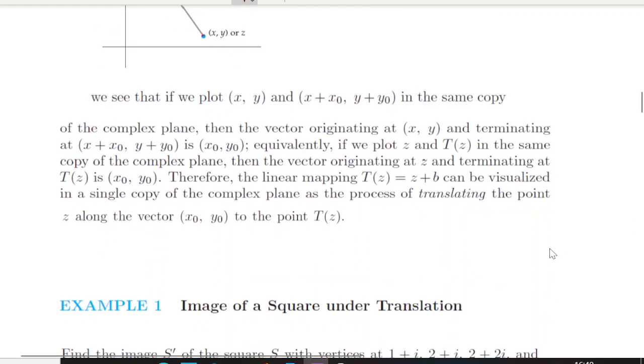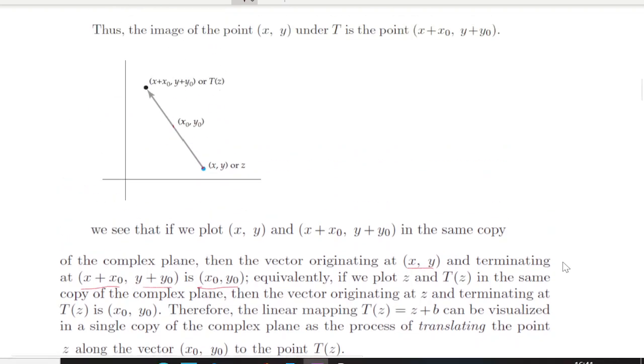So we see that if we plot x, y and x plus x naught, y plus y naught in the same copy of the complex plane, we can say that the UV plane is superimposed on the xy plane. Then the vector originating at x, y and terminating at x plus x naught, y plus y naught is x naught, y naught. Equivalently, if we plot, this vector is x naught, y naught, because it is originating here and terminating here.